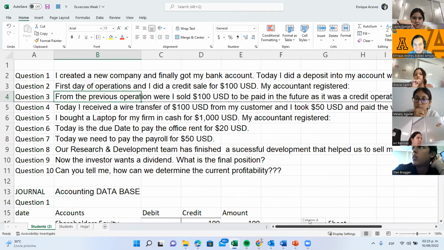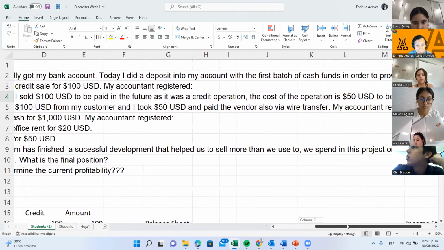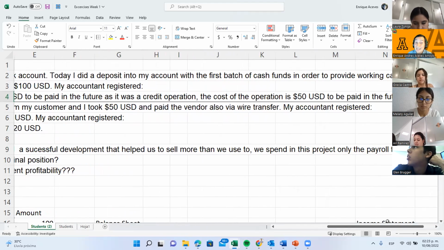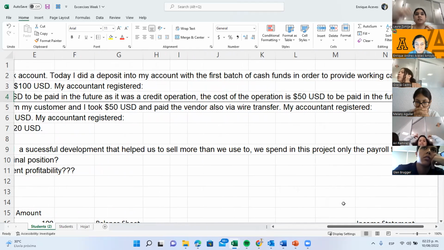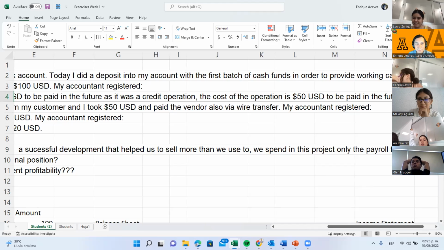Wait. Don't get lost. Let's read it carefully again. From the previous operation where I sold 100 to be paid in the future, as it was a credit operation, the cost of that operation was $50. So it would be an income of 50 and the cost. No, it cost you 50 to do that. Well, but it's 100, so 50. Laura, that way of thinking is correct. Yes, it cost you 50. If it costs me 50, it's correct. I receive 50 and 50 of the costs. No.